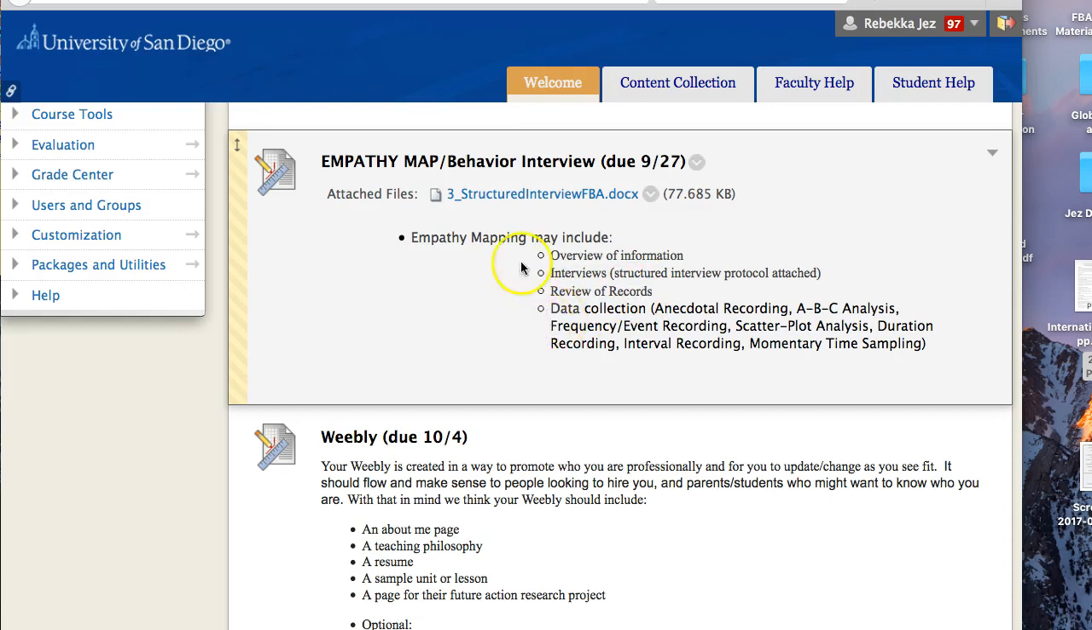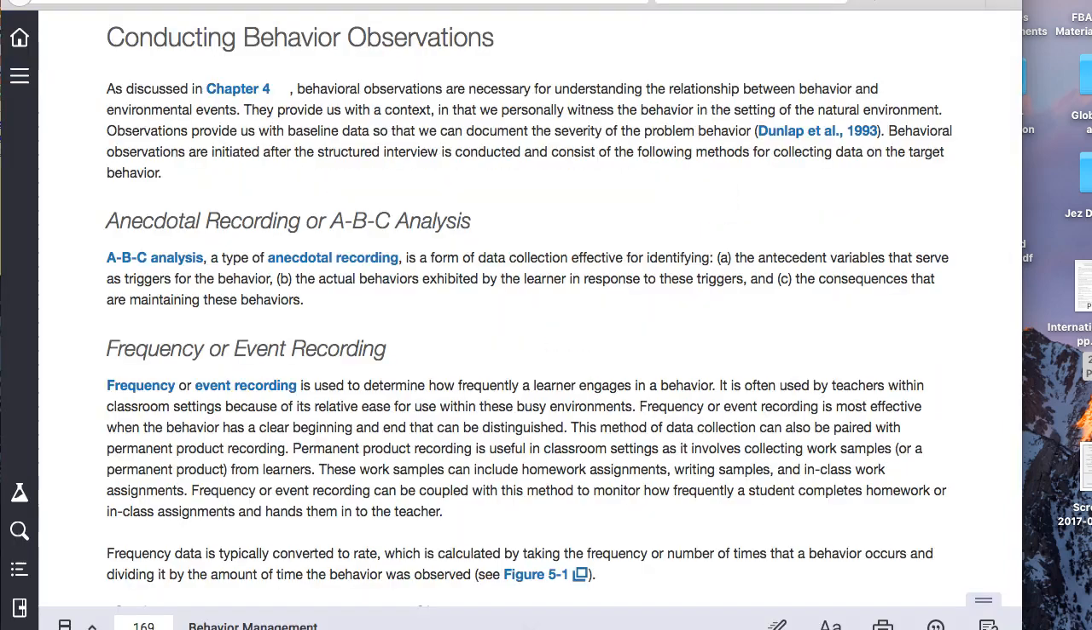Then data collection, and I wanted to show you the chapter. I referred to the book, and the work that we did last night, I told you was from a textbook. Well, this is where it goes through.